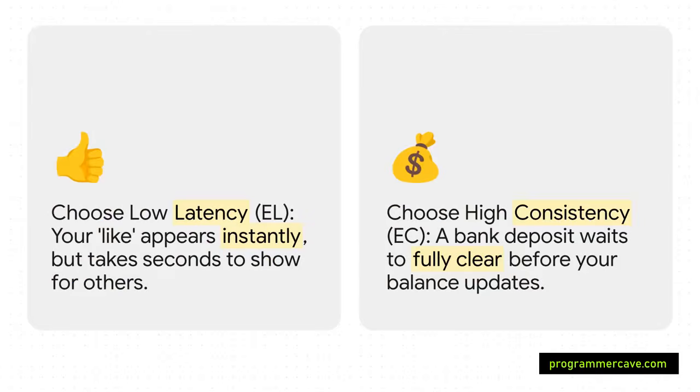Let's dig into that else choice because we deal with it every day. When you like a photo on Instagram, you want that little heart to fill in instantly, right? You're choosing low latency, even if it takes a couple of seconds for your friend across the world to see that updated like count. But now think about making a bank deposit. Do you want that to be fast or do you want it to be correct? You absolutely want the system to take its time, verify everything, and guarantee the money is there before your balance gets updated. You're choosing high consistency.